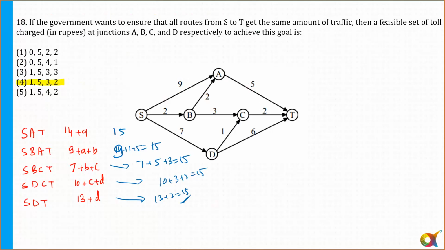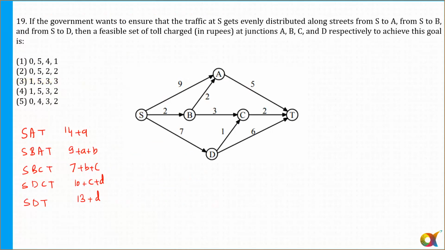Can I move to the next question? 19. If the government wants to ensure that the traffic at S gets evenly distributed along the paths S to A, S to B and S to D, so the traffic should be distributed equally. Means 33.33% will travel here, or I can say 1/3 of the traffic on this path, 1/3 on this path, and 1/3 on this path. Yes or no?